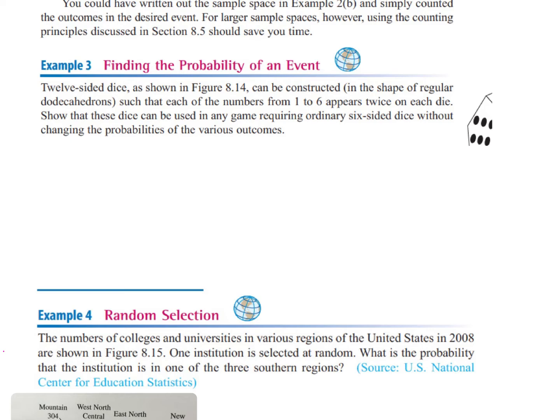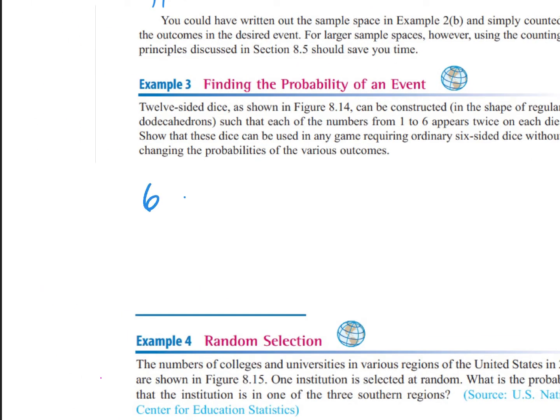All right, you're not going to have a question like this in your test. I just want you to see this, so let's compare, all right? I have a 6-sided die. It's the shape, it's a 12-sided shape. On a 6-sided die, guys, what numbers appear? 1, 2, 3, 4, 5, and 6. 1 on each side, correct?